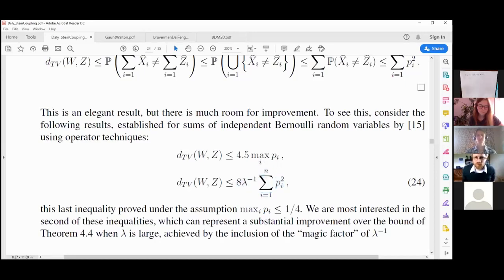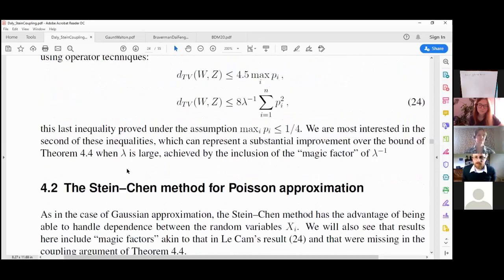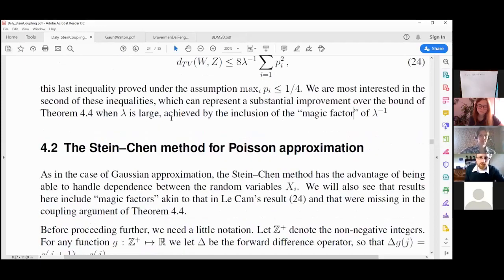These sort of 1 over lambda type things are sometimes called magic factors, because somehow they win you a lot. And when you use Stein, that magic factor is going to come from the bounds that we get on the solution to my Stein equation. That's exactly where that magic factor is going to appear. Okay, so having told you about Poisson approximation and some other coupling ideas, let's actually start doing some Stein's method.